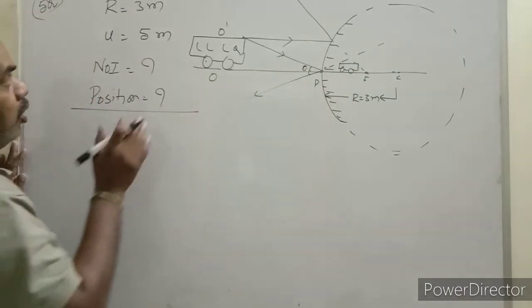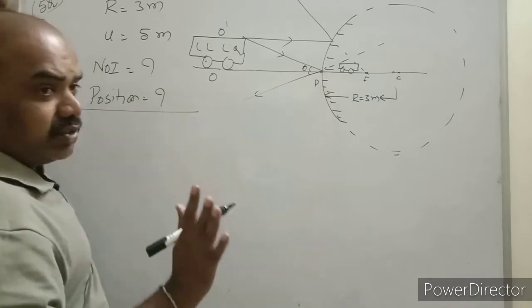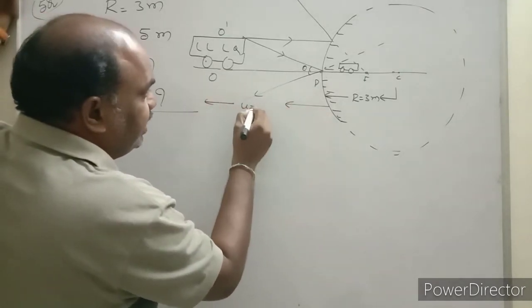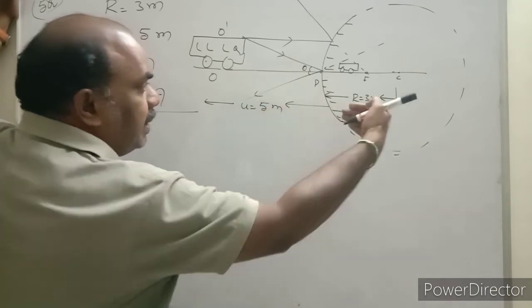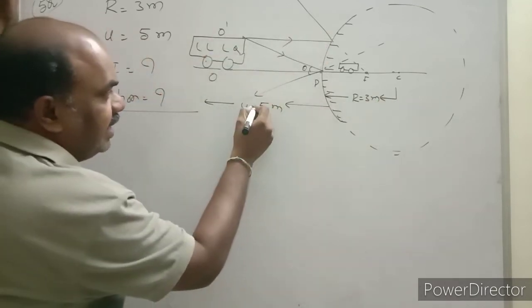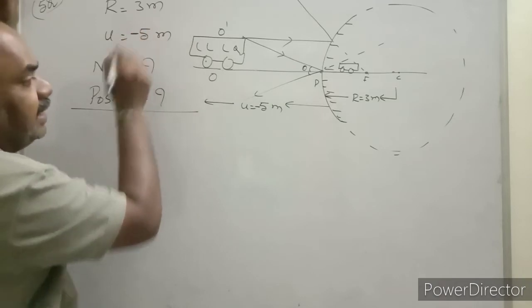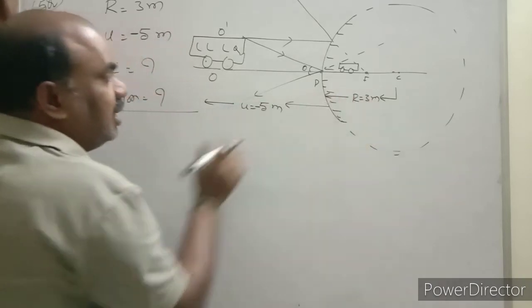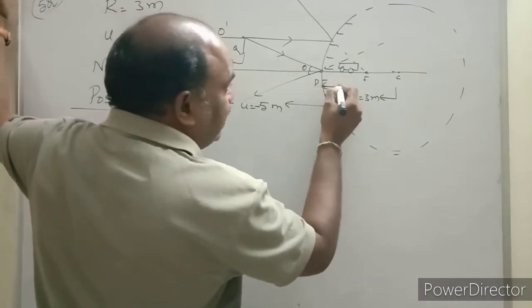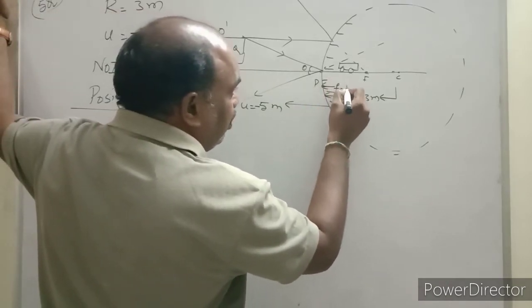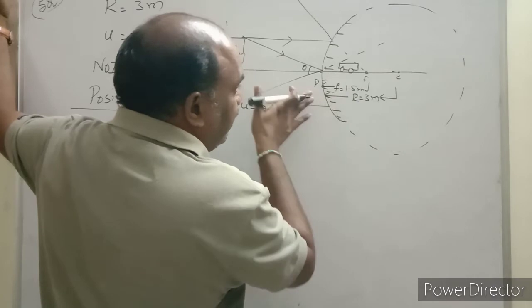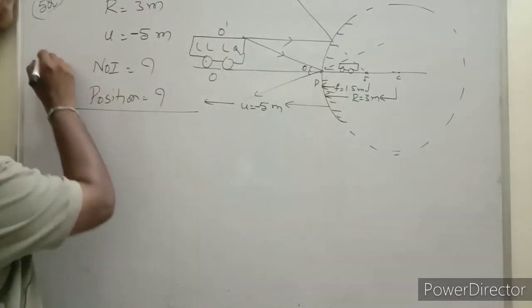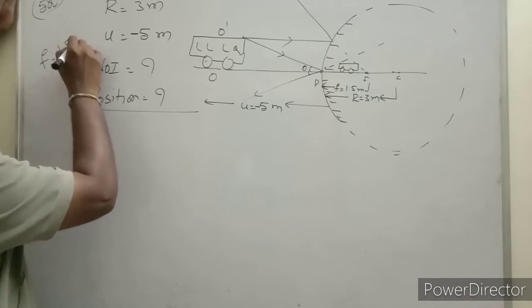Now see, before doing this problem, we need to apply the sign convention. What is the object distance? Object distance u is equal to 5 meter. Measuring from the pole, compared with the parallel incident ray, u is negative. The radius of curvature, pole to center of curvature, is 3 meter. That means what is the focal length? Exactly in between them, f is equal to 1.5 meter. Measuring from the pole, compared with the parallel incident ray, both are in the same direction, so focal length will be positive 1.5, indirectly given.